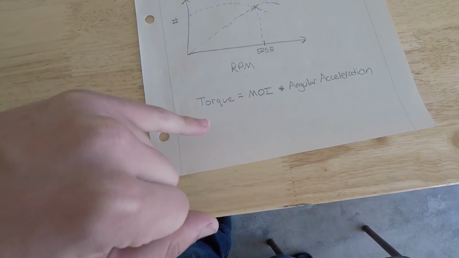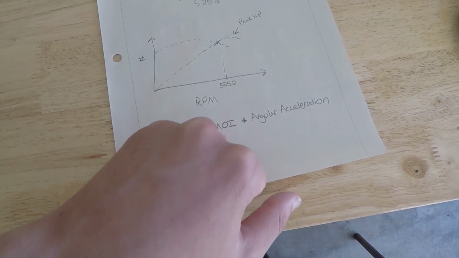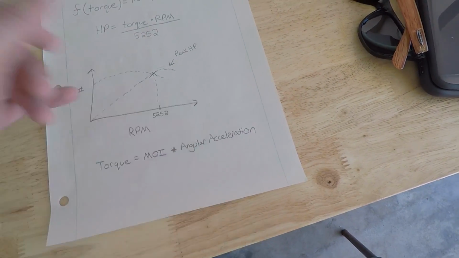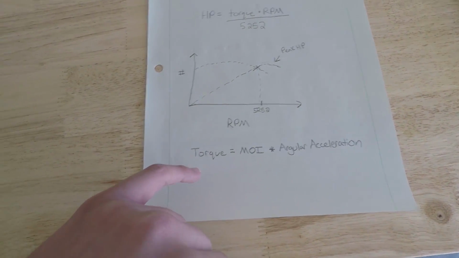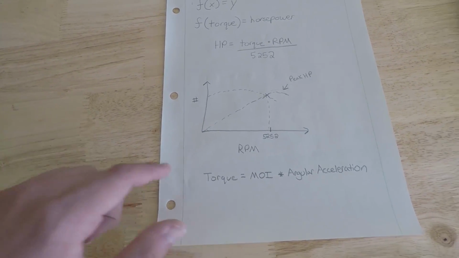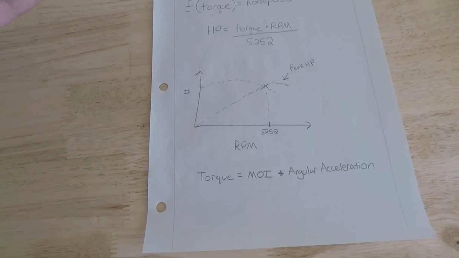So basically, this is the formula for torque. Dynos know the moment of inertia of the roller, and they can measure the angular acceleration of the roller using sensors. So that's how they derive the torque that the motor is putting out. And from there, usually plugged into an OBD2 port, they're able to figure out what RPM the engine is operating at, and from there calculate horsepower.